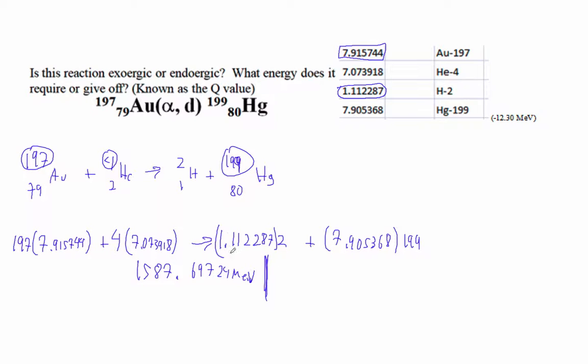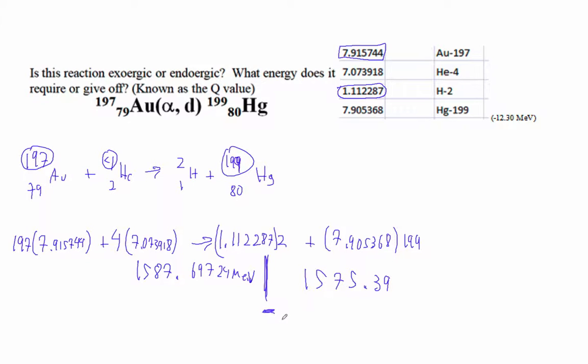Let's look at the right side. So let's calculate this for the right side. So let's go 2 times 1.112287 plus 7.905368. All right, times 199. So this total binding energy is 1575.39, yeah, MeV. So now let's just subtract.